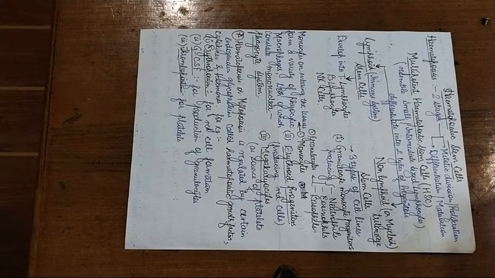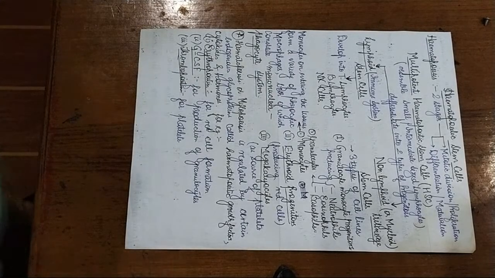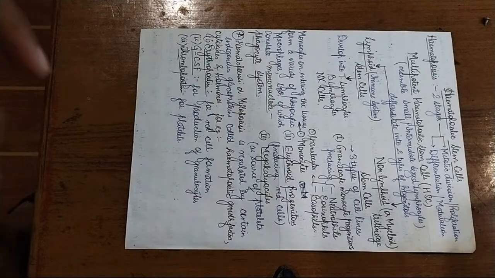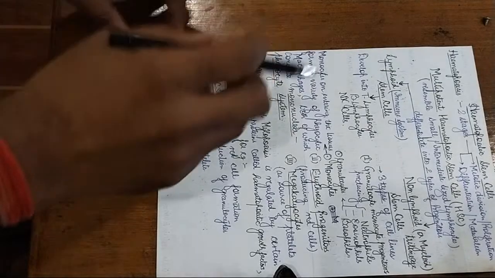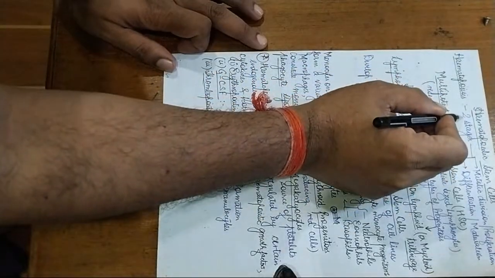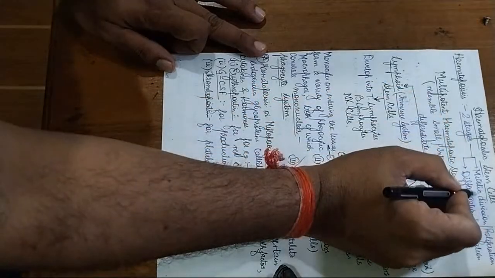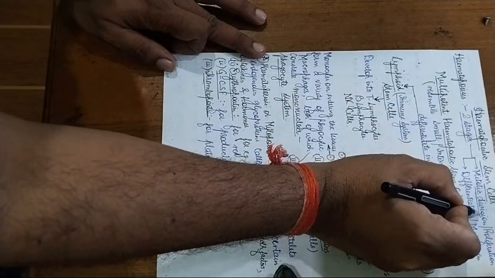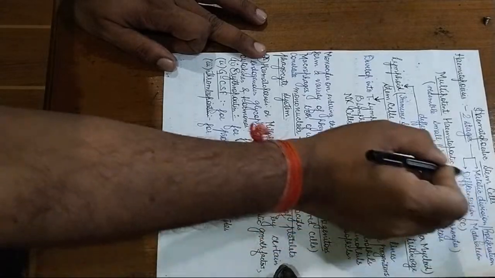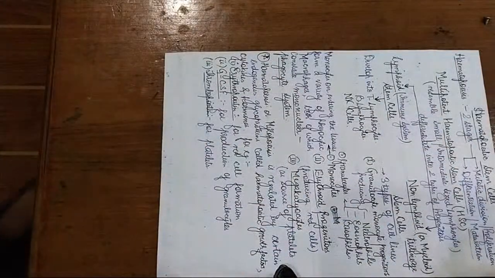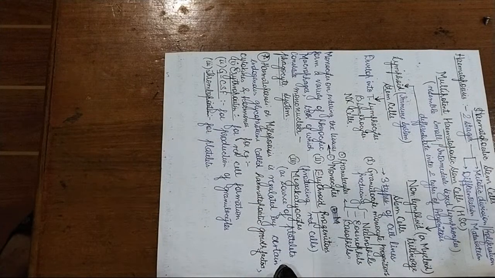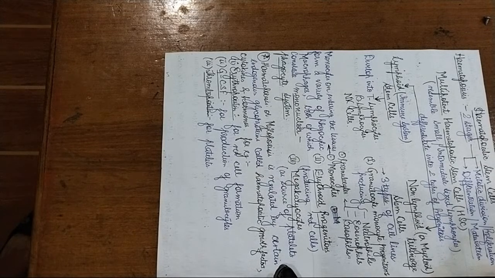Hematopoietic stem cells are a very important topic that can be asked in professional exams. The hematopoiesis process occurs in two stages. Firstly, there is mitotic division or the proliferation of cells, and next is the differentiation or the maturation of cells.